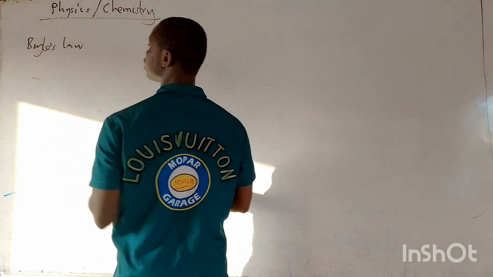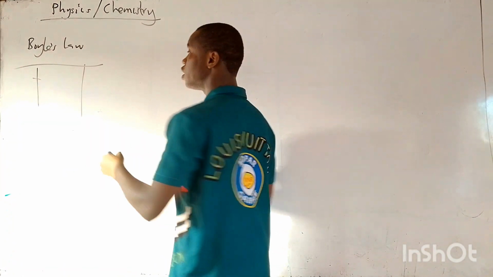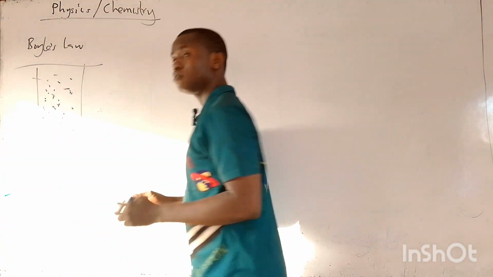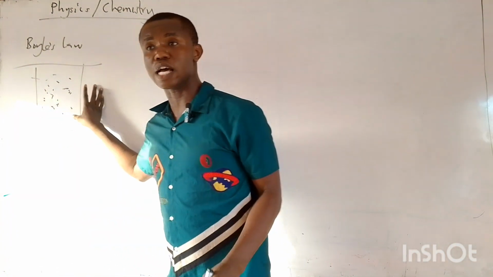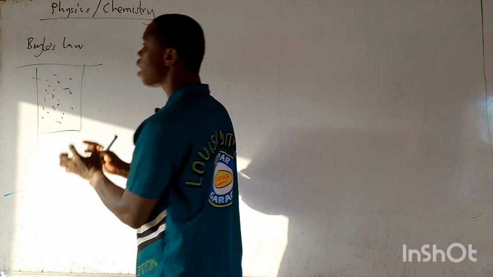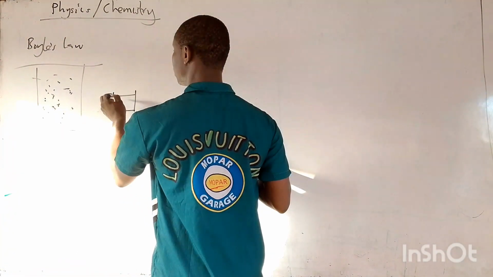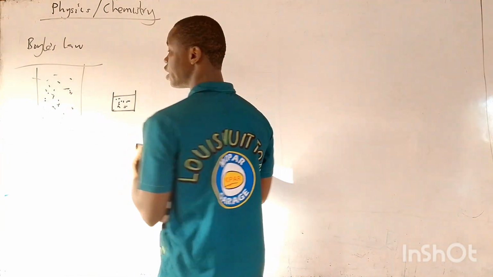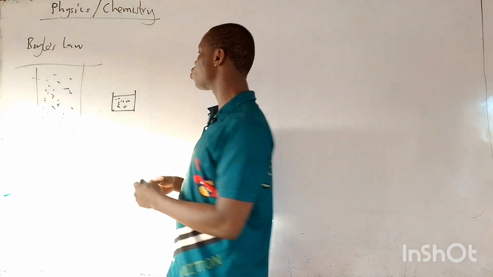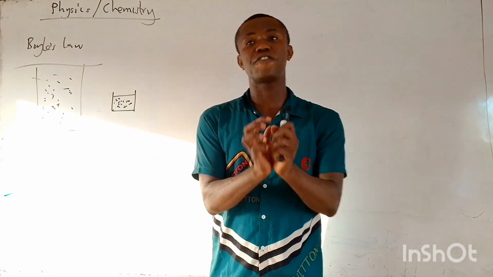The first scenario is in the case where there's a container here. Okay? I put an amount of gas in this container. And then I take the same amount of gas, and I put it in a way smaller container. That is, the volume decreases, right? Which one do you think will be colliding more with the walls of the container? The smaller one. That's why we call it a fixed mass of gas.